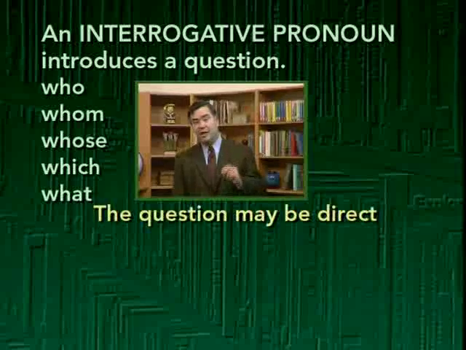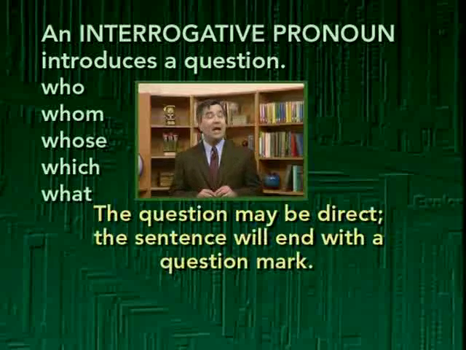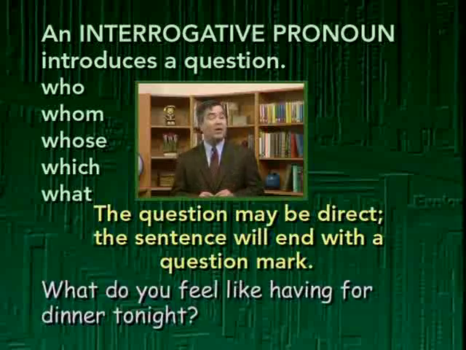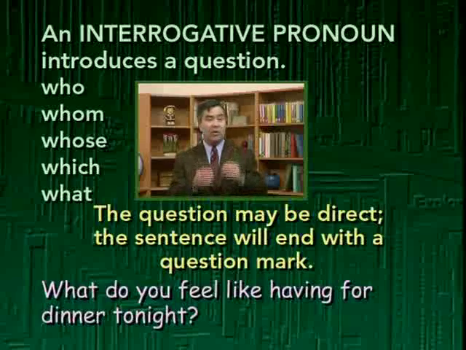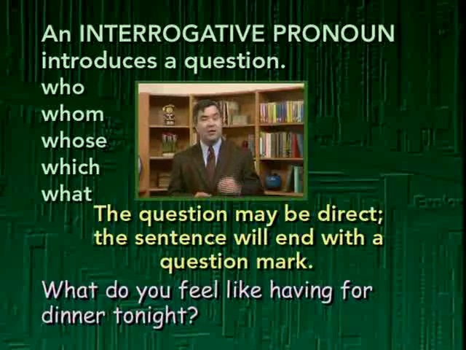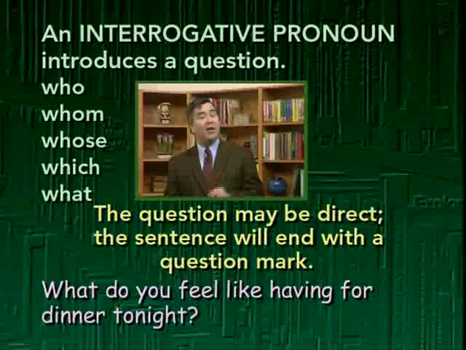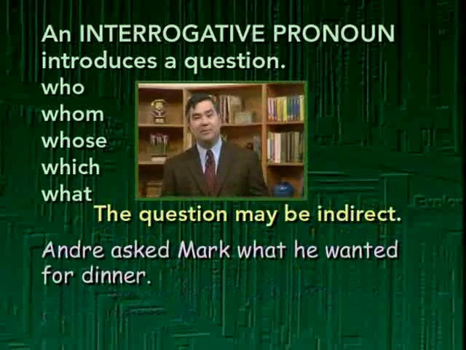Now, the question that the interrogative pronoun introduces may be a direct question, in which case the sentence will end with a question mark, and the question is being asked directly of you, the person that hears the sentence. Here's an example. What do you feel like having for dinner tonight? This sentence ends with a question mark. It's asking a question of you, the person who hears the sentence, and notice that it begins with the interrogative pronoun what. On the other hand, the question may be an indirect question. Here's an example.